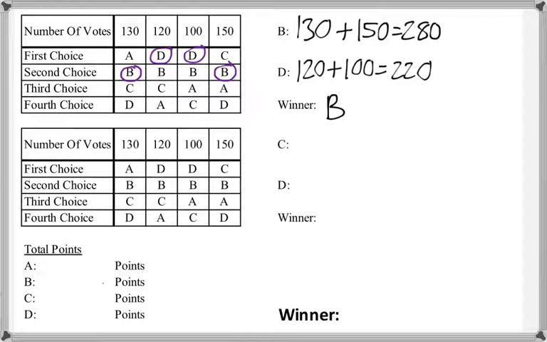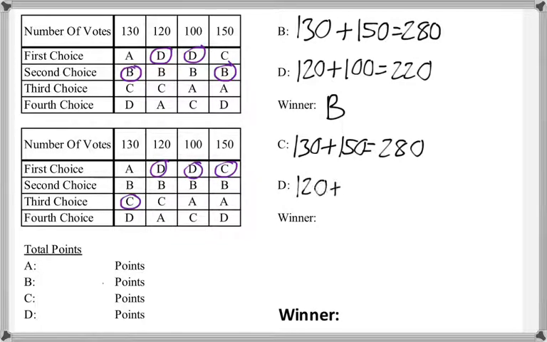And for our final matchup, we have C versus D. So the people in the first and last columns prefer C over D. So that's 280. And the people in the middle two columns prefer D over C. And that's 220. So the winner of this matchup is C.